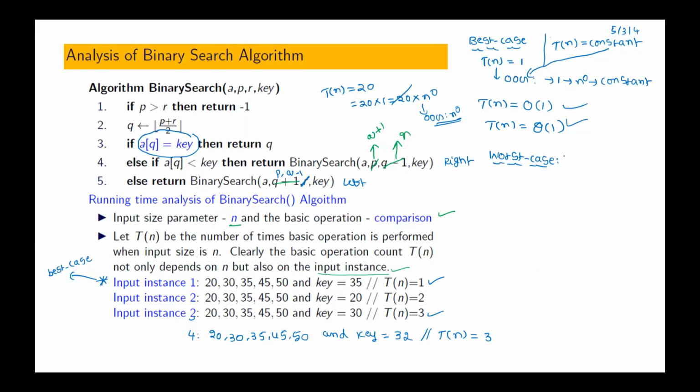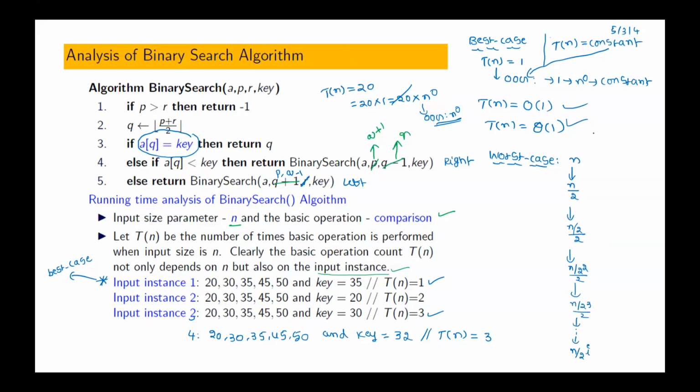if the array size is n, loosely speaking, when we go to the left side or right side, the array size becomes n by 2. Again, when we go to left or right, it becomes n by 2 by 2. Again, it becomes n by 2 square by 2, then n by 2 cube by 2, and so on. After i steps, it will be n by 2 power i. Is that correct?